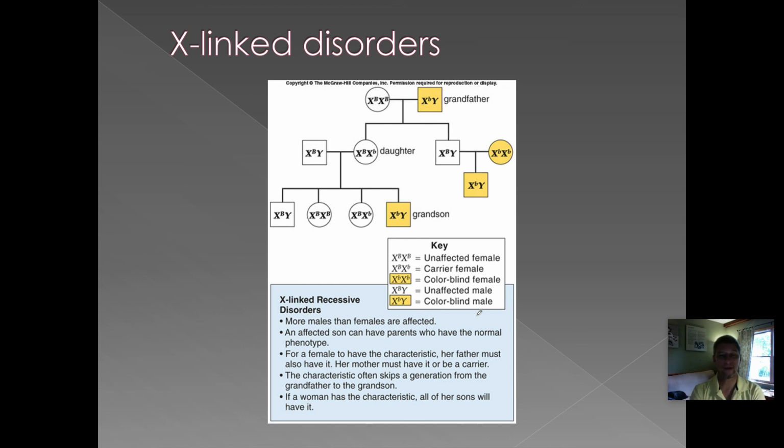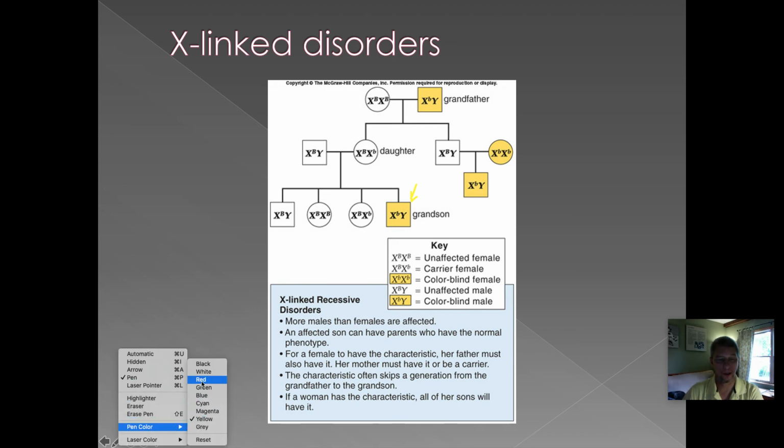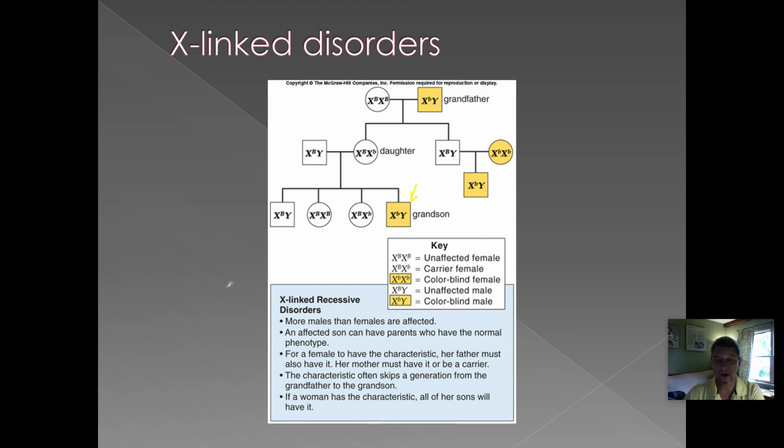Now, some of the characteristics of X-linked recessive disorders, of course, we already said more males are affected than females. An affected son can have parents who have normal phenotypes, and you can see that in this generation. The grandson here had two unaffected parents. For a female to have the characteristic, her father must also have the characteristic, and her mother either must have it or be a carrier.